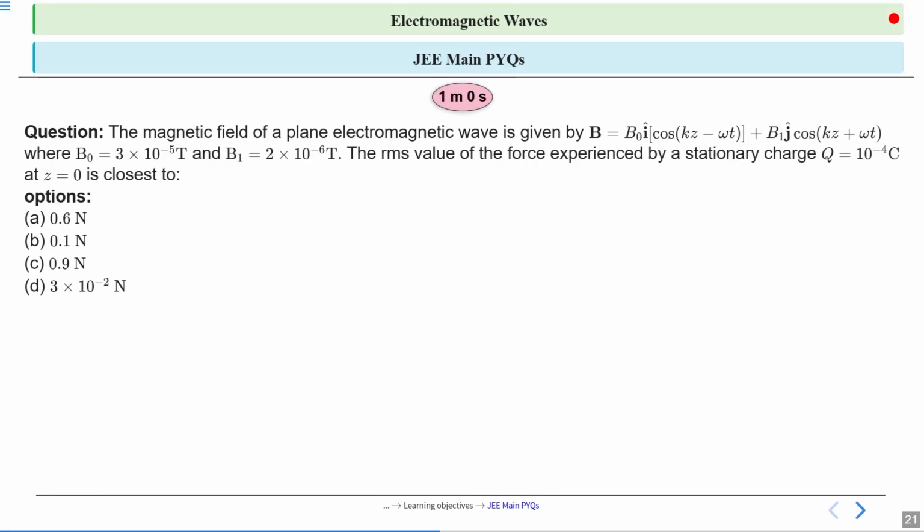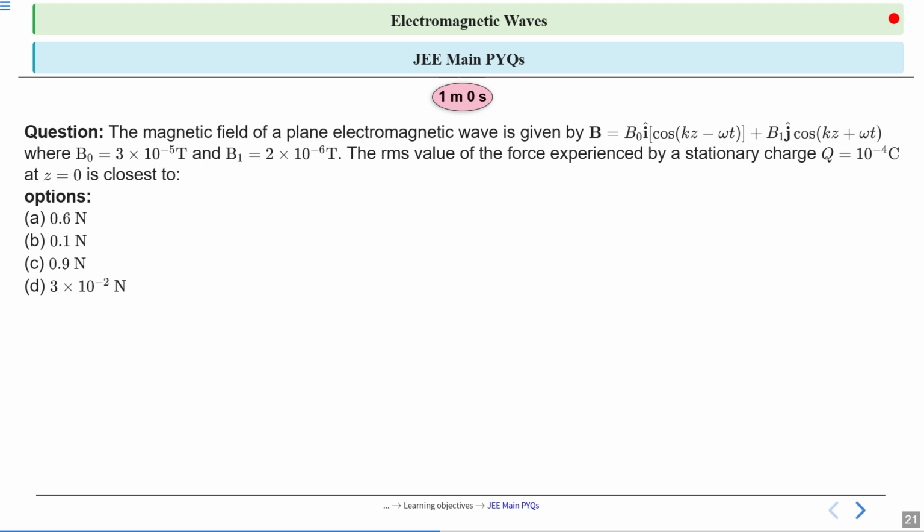Next question: the magnetic field of a plane electromagnetic wave is given by B equal to B naught i cap cos(kz minus omega t) plus B1 j cap. So the magnetic field is in the x direction, but it is not entirely along the x-axis or y-axis; it is lying in the xy plane. So B is equal to B naught i cap cos(kz minus omega t) plus B1 j cap cos(kz plus omega t). Okay, so this is a complex form of the magnetic field equation.